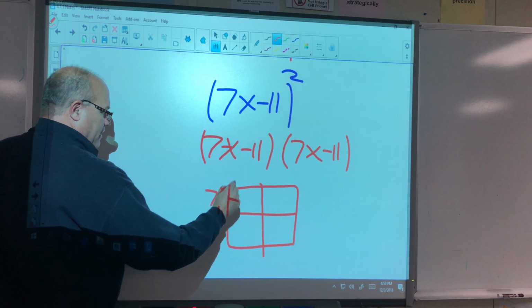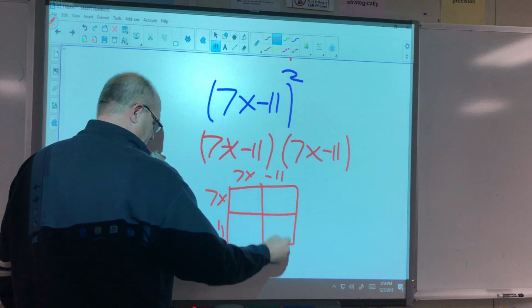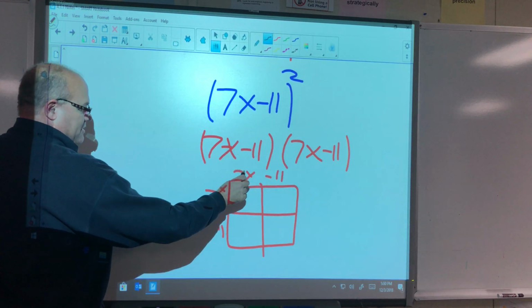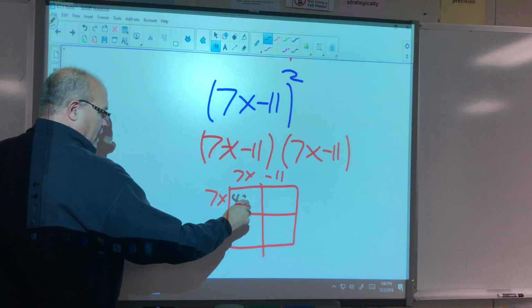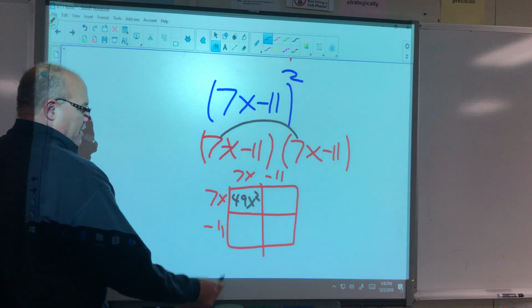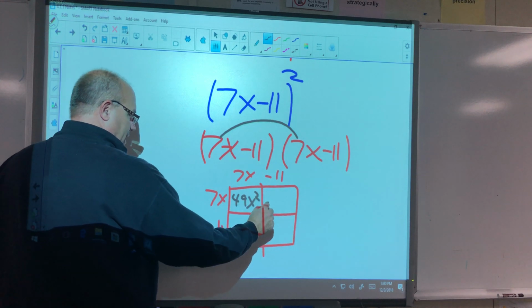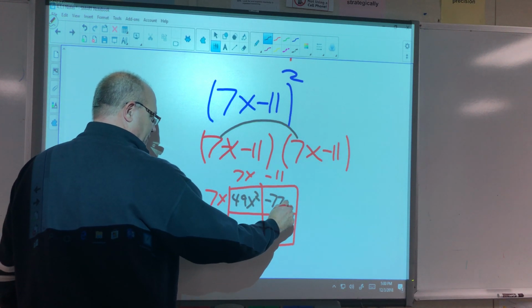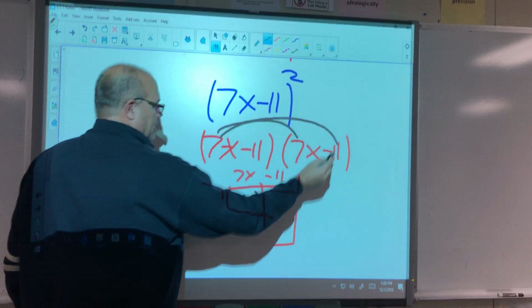7x minus 11, 7x minus 11. All right, 7x times 7x is 49x squared. If we were doing the rainbows, there you go. Then 7x times negative 11, that's negative 77x. That would be this one.